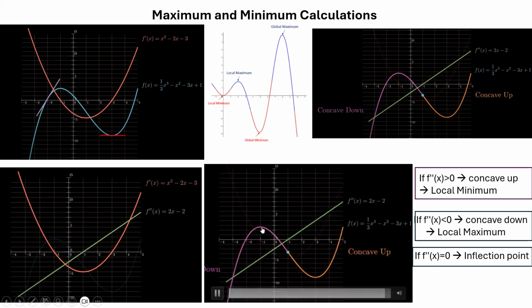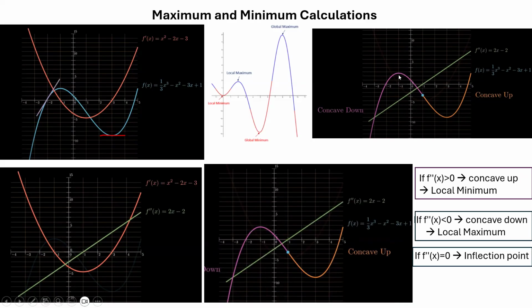Now at local maximum, what happens? Double derivative will be less than 0, right? This is concave down, this is concave up. The slopes will keep on increasing from the inflection point when you have concave up. At concave down, the slope will keep on decreasing. Inflection point is something where double derivative is equal to 0.